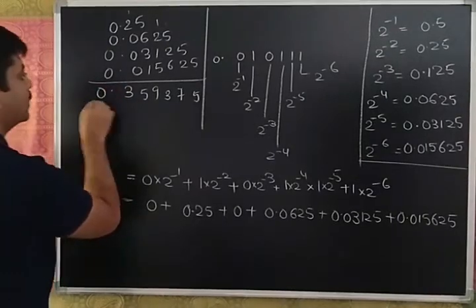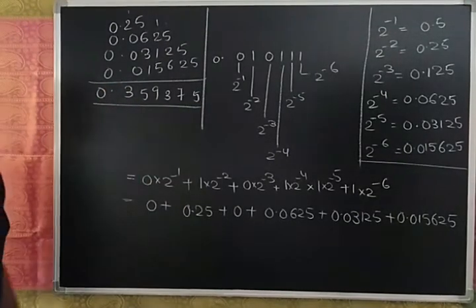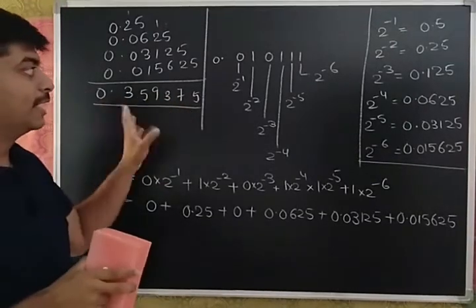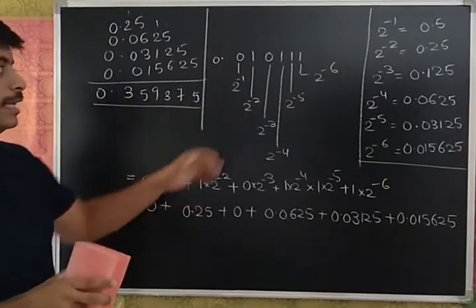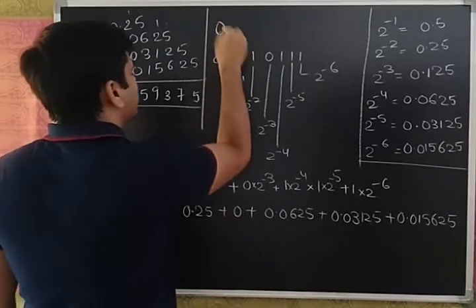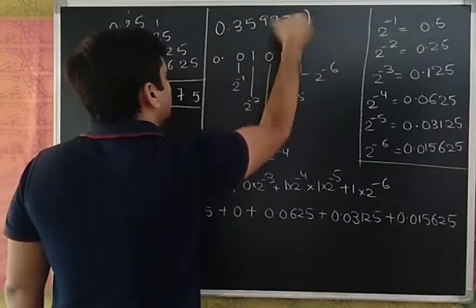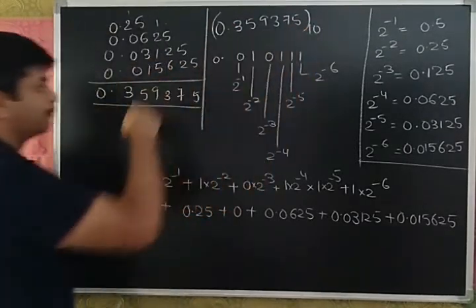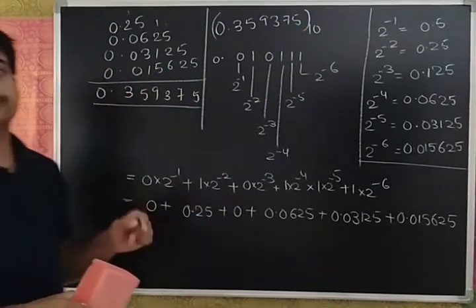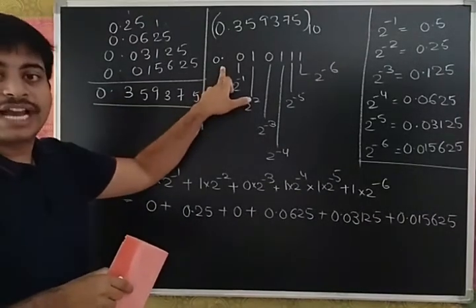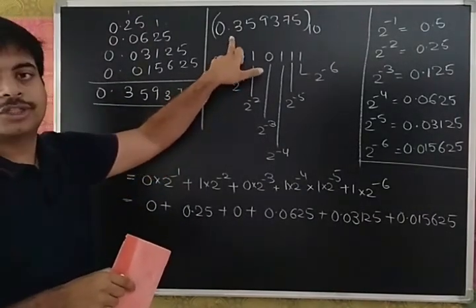So 0.359375. 0.359375, that is the equivalent decimal number to this binary. Just check if there is any mistake in this calculation. Okay, so this is converting a binary fractional number to a decimal fractional number.